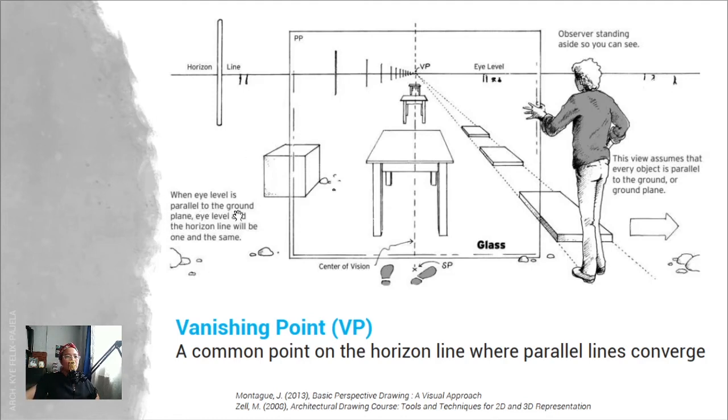So, when eye level is parallel to the ground plane, eye level and the horizontal line will be one and the same. But it happens here that the eye level is higher than the ground plane. So, this is our ground plane, where this table, this object, is placed.